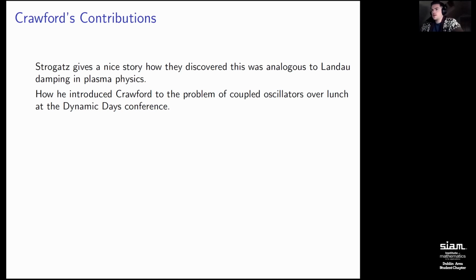Crawford himself was working on plasma physics, and Strogatz actually came across his paper, a preprint that was thrown out on a table at the conference. Anyway, Strogatz introduced Crawford to the problem, and Crawford then was able to go on and provide more results. There are three main papers by Crawford, and Strogatz goes on to talk about the main details of those.